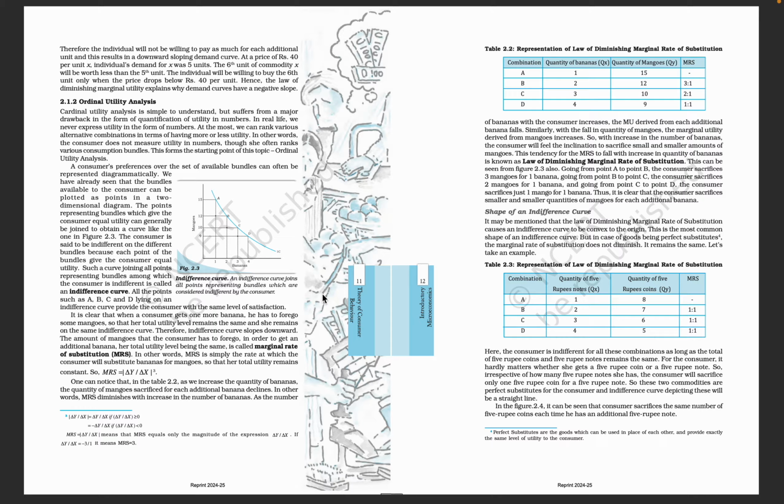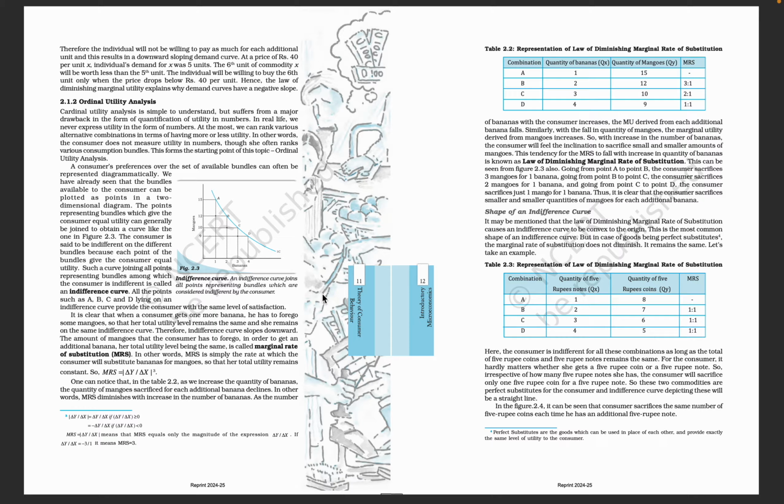The sixth unit of commodity X will be worth less than the fifth unit. The individual will be willing to buy the sixth unit only when the price drops below Rs 40 per unit. Hence, the law of diminishing marginal utility explains why demand curves have a negative slope.